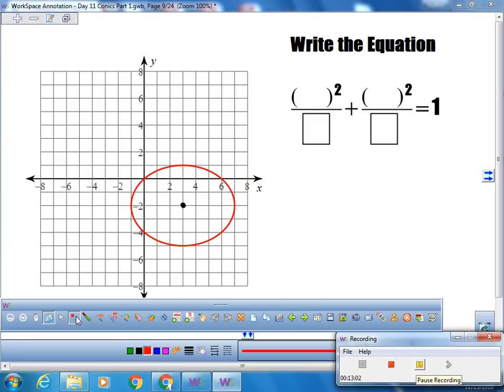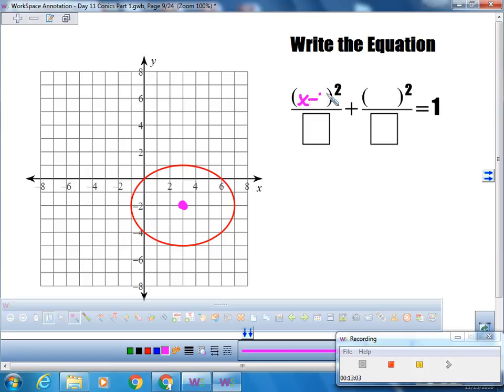Okay, so let's do the center first. So the center of this is over 1, 2, 3. So that's x minus 3, right? And down 2. So that's y plus 2. That's our center. If we were talking parabola, that would be our vertex, right? Same thing, center, vertex, same exact thing.